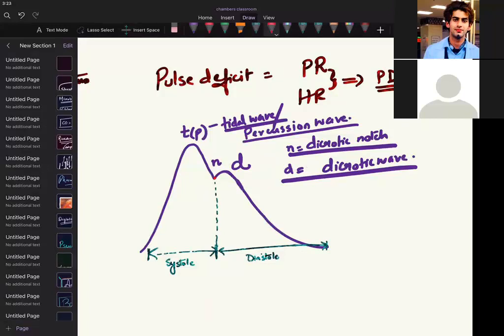Once your heart rate is normal, should it coincide exactly with the pulse rate? The rate at which the heart is beating, should your pulse rate also be the same? Should there be synchrony? Exactly, there should be synchrony. But once you go into a tachycardic state, once your pulse rate becomes greater than 100, that is tachycardia, that will definitely have an effect.